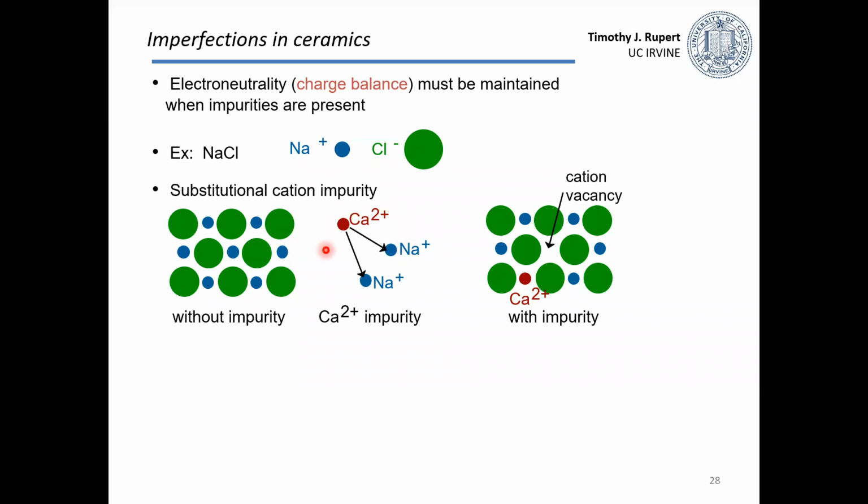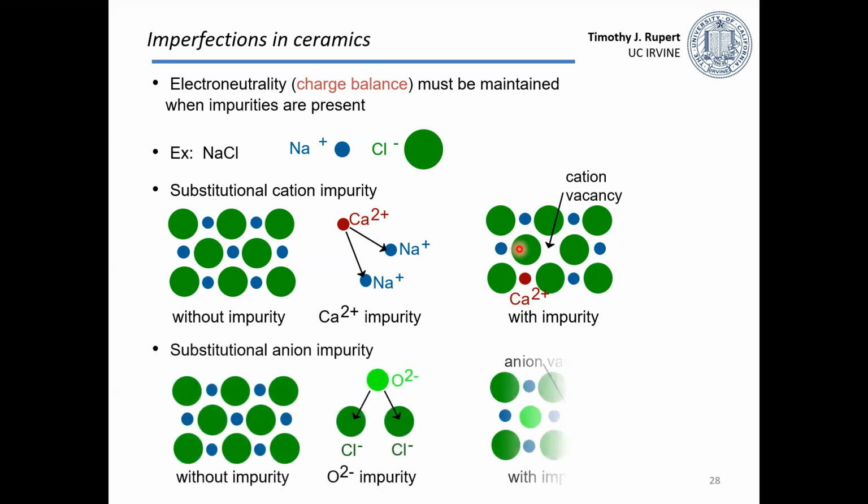Okay? So what actually tends to happen is if I have a calcium substitutional impurity, I need to have another vacancy to also help balance that out. So in this case, I'm adding this calcium 2+ ion, but I have to also remove another sodium, okay? So that the net effect is that this still has a net 0 charge. So this is a substitutional cation impurity.